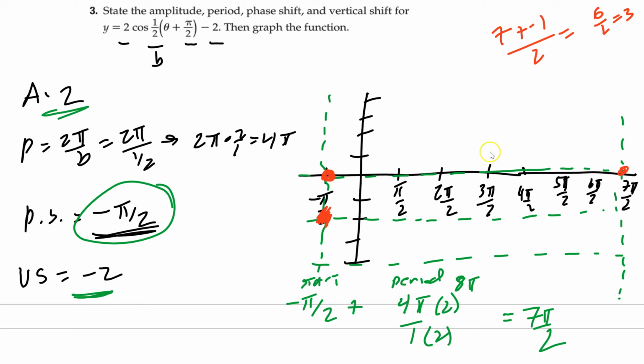So 3 pi over 2. So halfway is my lowest. And between these two right across, it's like right there and like right there. And that is my cosine graph. Moved over negative pi over 2 and moved down to the period of 4 pi.